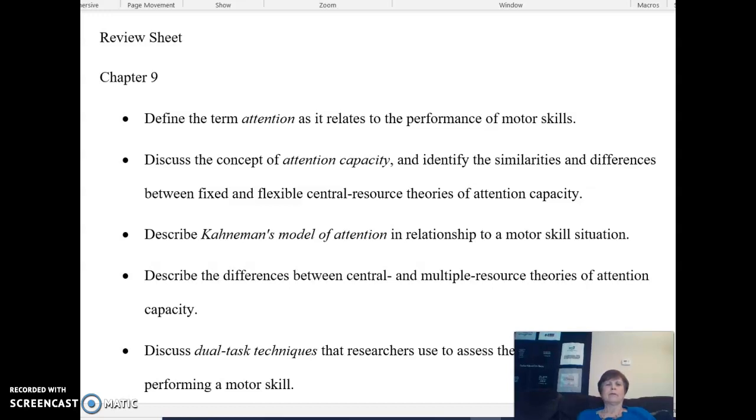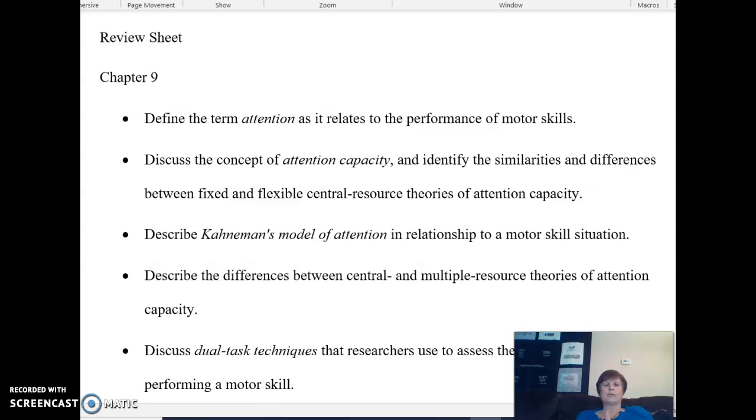All right, it's time to start looking at our unit test 2, and I have provided a review sheet for you that's found online. I thought I might just go through that quickly with you, give you some ideas about how to study these different concepts. In Chapter 9, if you remember, we talked about attention, and we defined what attention was. We talked about how attention is important for different motor skills and our ability to attend to information.